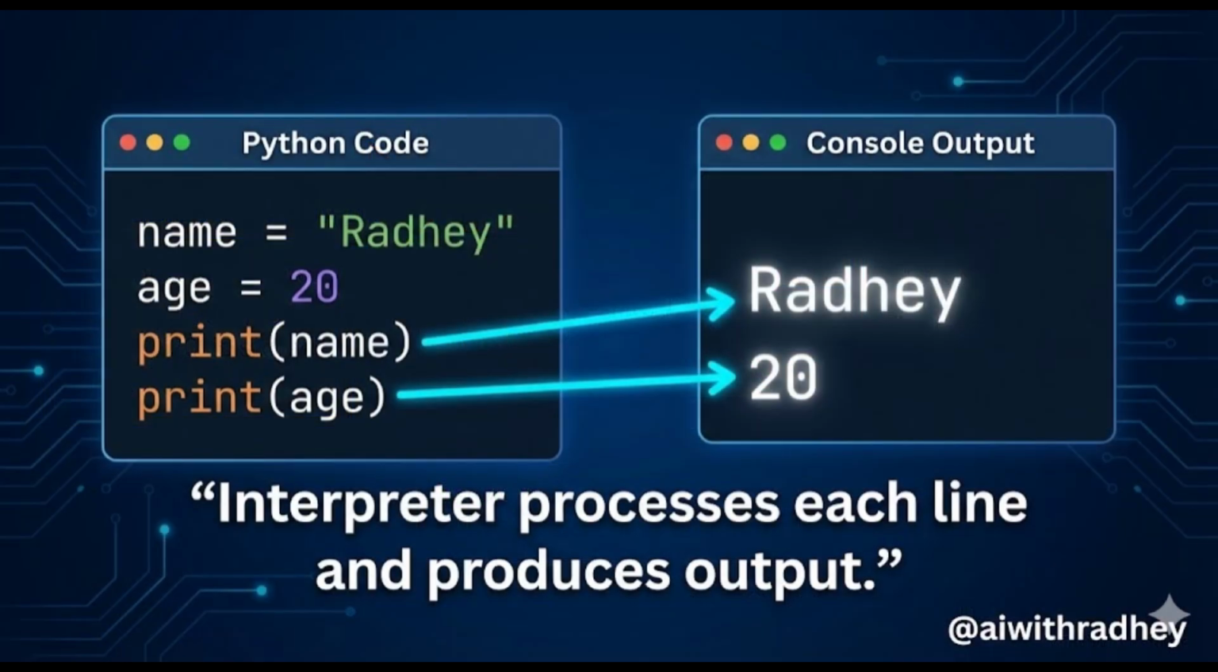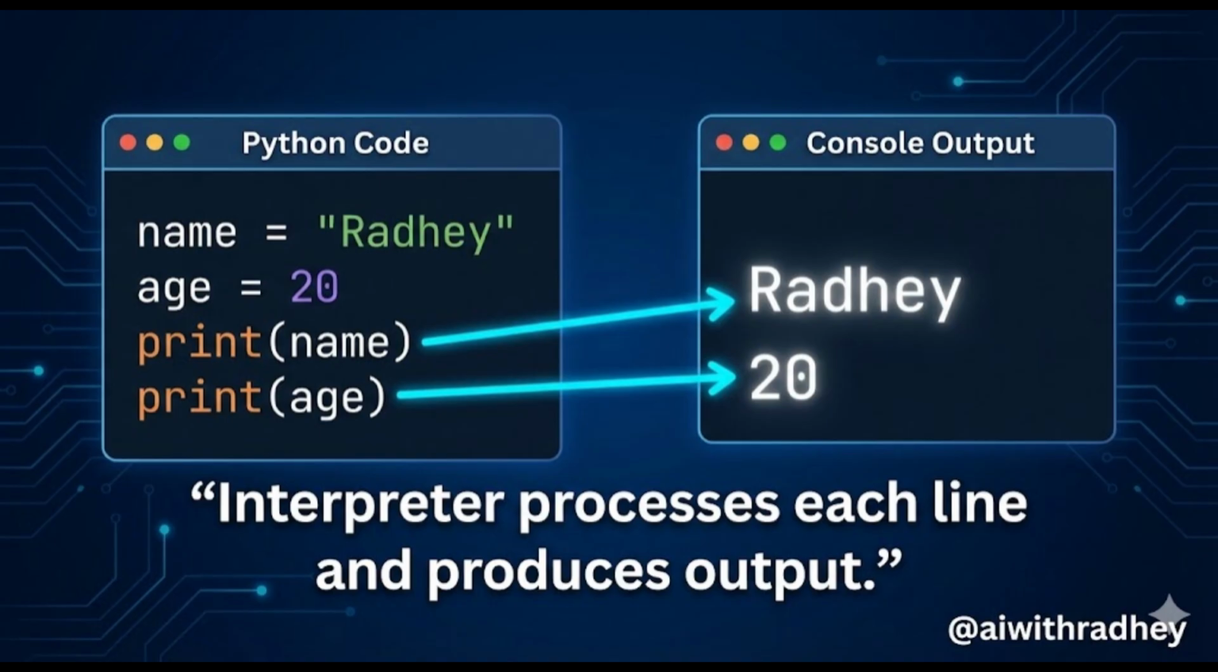Now let's see how Python actually processes this script. On the left, we have our code, and on the right, the console where the results appear. Python reads the first line, stores th in the variable name, and moves on. Then it stores the value 20 in age.